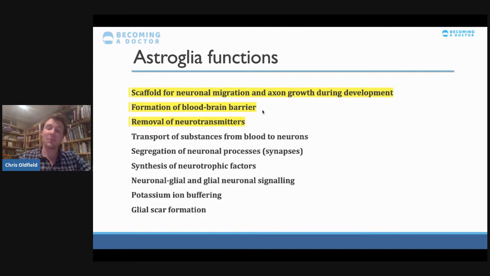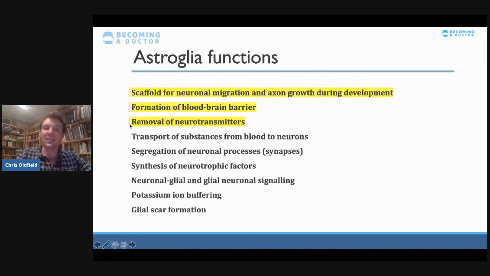And what that means is that you can then put in different cell membrane channels within the capillaries, so you can let in and out the specific substances that you want, because you still need some things to go from the blood to the brain and vice versa. But having this blood-brain barrier allows that to be really highly controlled.